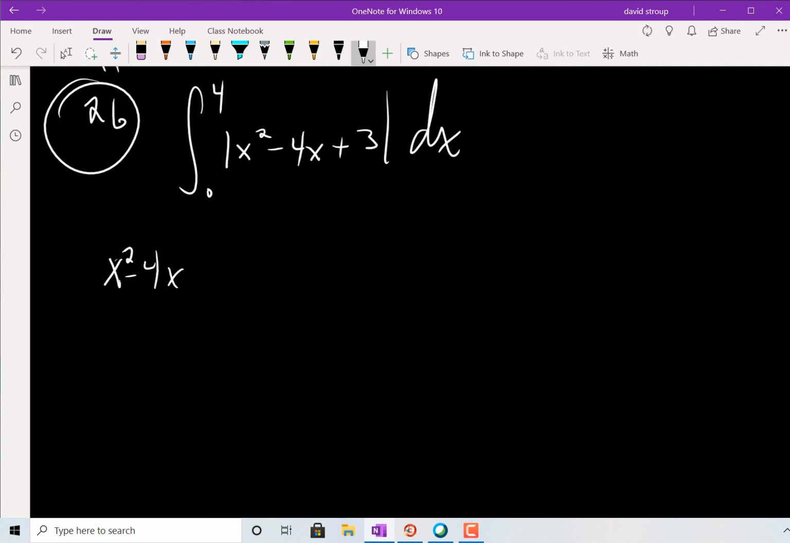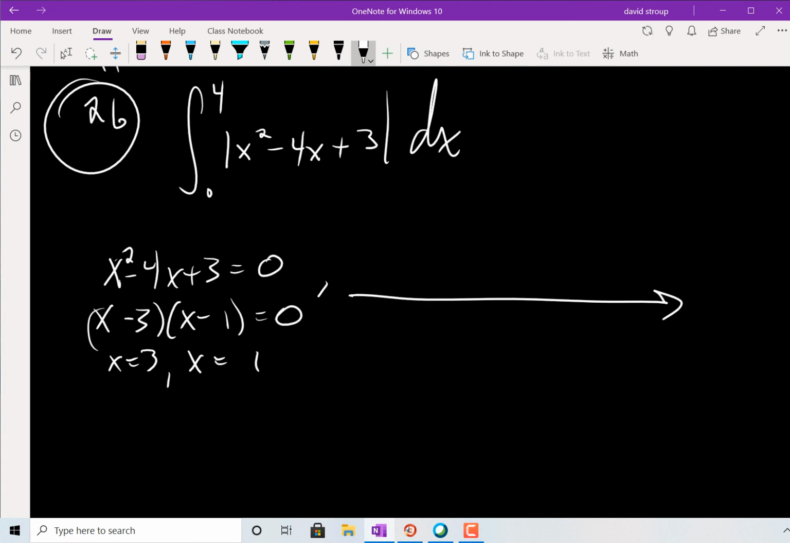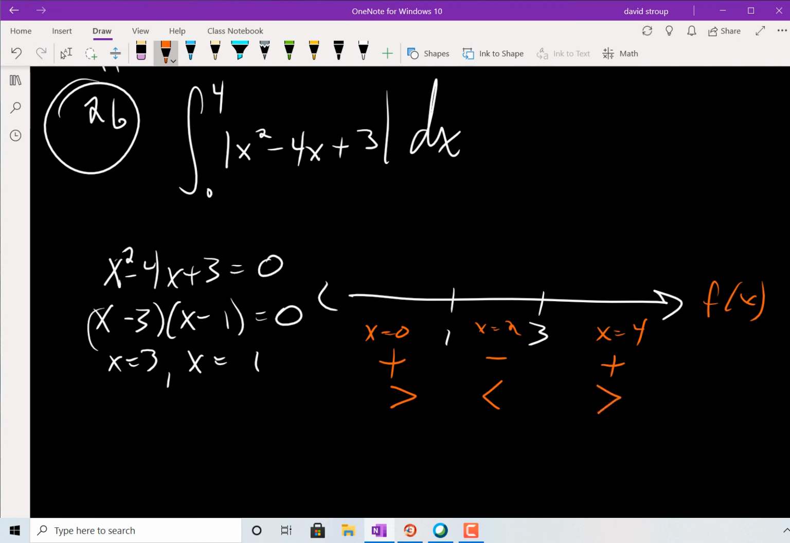So x squared minus 4x plus 3. You set it equal to 0 and solve to get your boundary points. (x minus 3)(x minus 1) equals 0. So x equals 3, x equals 1. Then you have to do kind of a number line for the function: 1, 3, then you do your test values. 0, 2, and 4, and this is for f of x. So when x is 0, that'll be negative times negative is positive, so greater than 0. When x is 2, negative times a positive is negative, less than. When x is 4, positive times positive is positive, greater than.